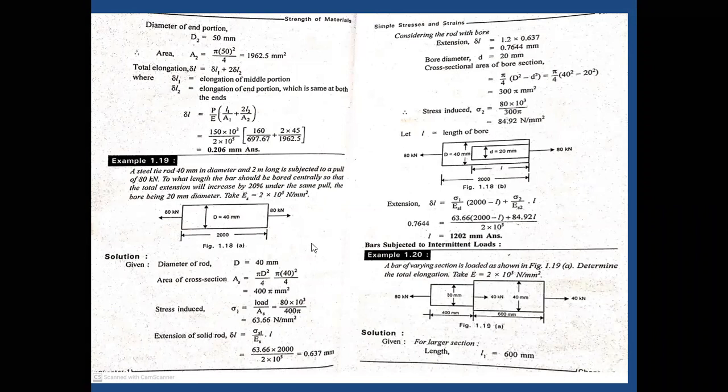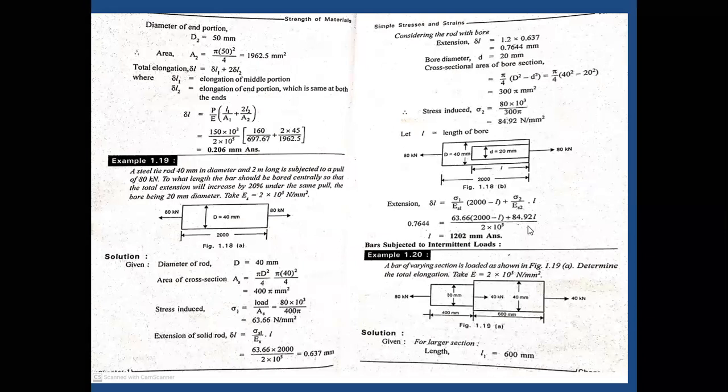What will happen if we apply the same load to a cross section like this, where there is a small hole of diameter 20 mm, while the overall shaft diameter is 40 mm? What will happen when we apply the 80 kilonewtons to this cross section? What are the changes in deflection, the changes in elongation of the length?